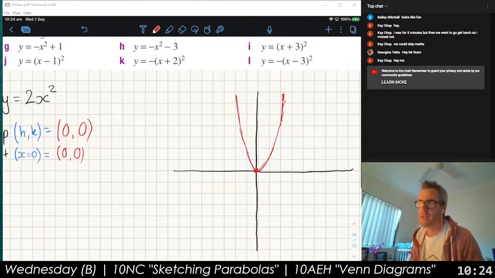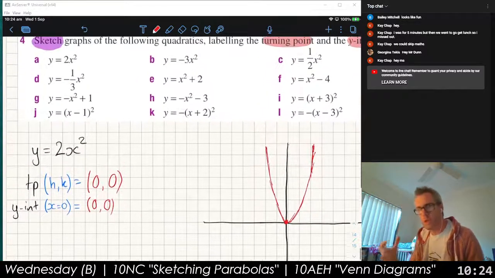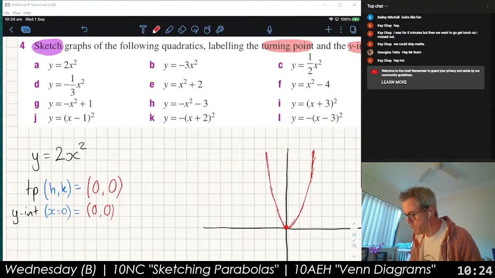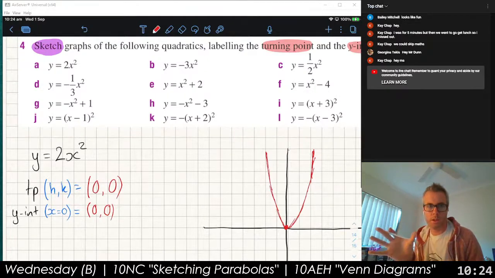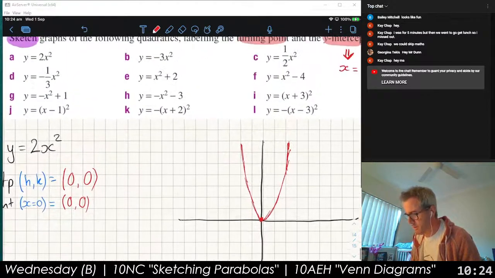Now we know it looks like that anyway because we put it in a table of values before, but you can get the gist, get an idea. The more you do these, the more you'll begin to understand what's happening in terms of its width and stuff like that. All right, hopefully that made sense.